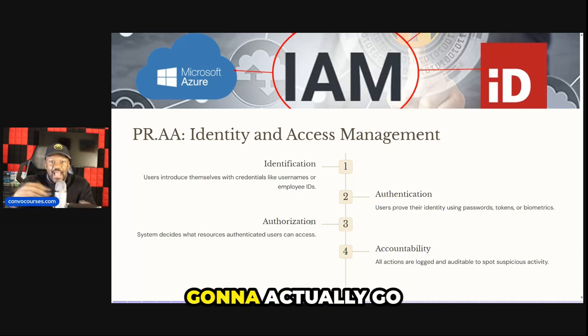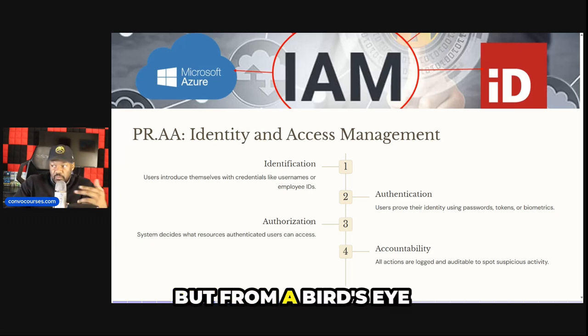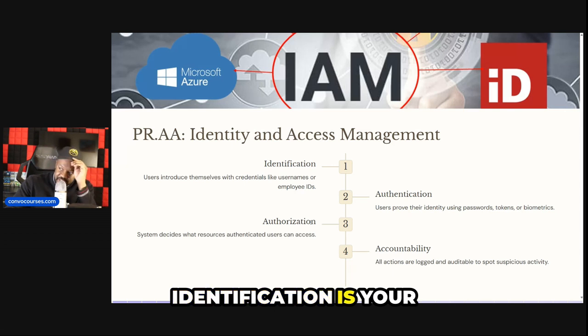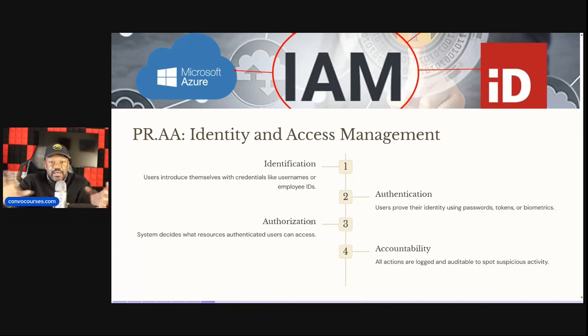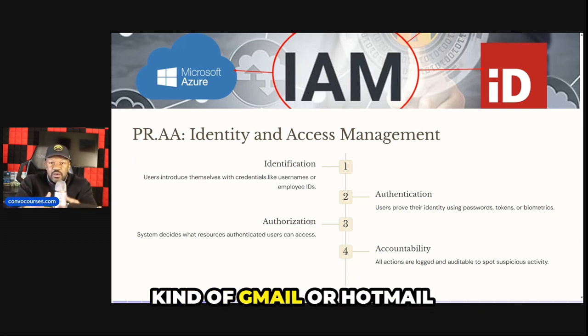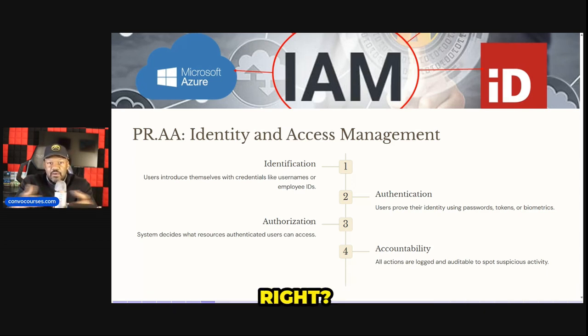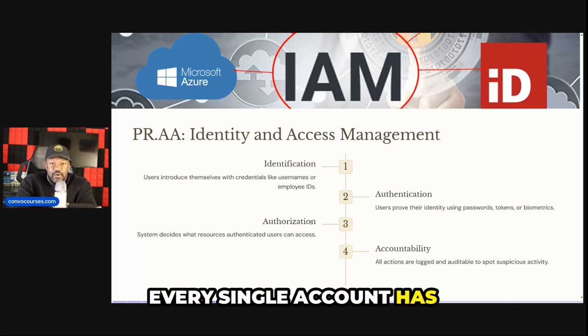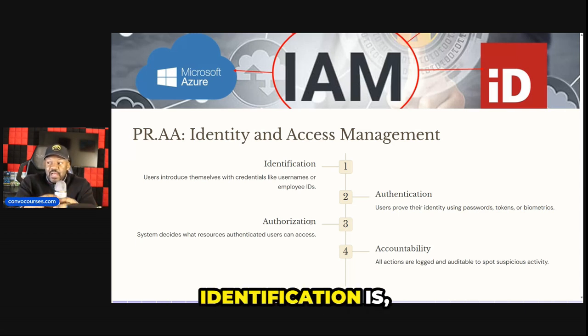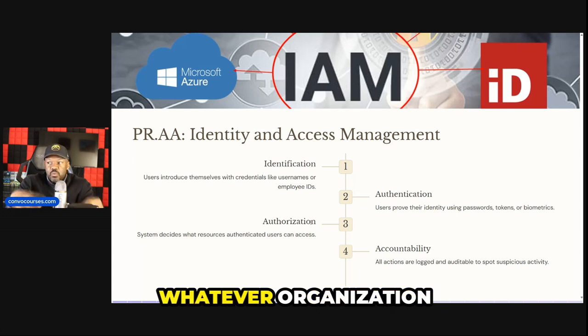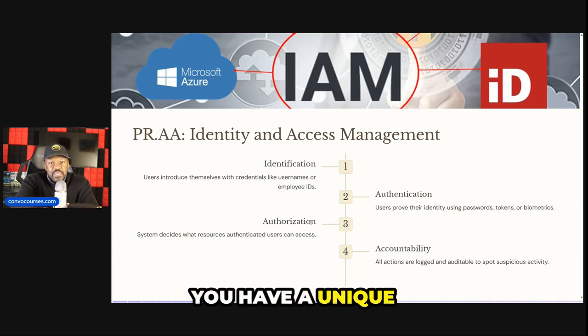Now, in my course, we're going to actually go through this and write these things from scratch. But from a bird's eye view, what is it? Identification is your username, the unique name that you have on a system. If you think about Gmail, most of us have some kind of Gmail or Hotmail or Yahoo account, right? Every single account has to be unique. Every single email has to be unique. And that's what identification is, a unique identifier. If you're on a network with your organization, whatever organization you work for, you have a unique username.